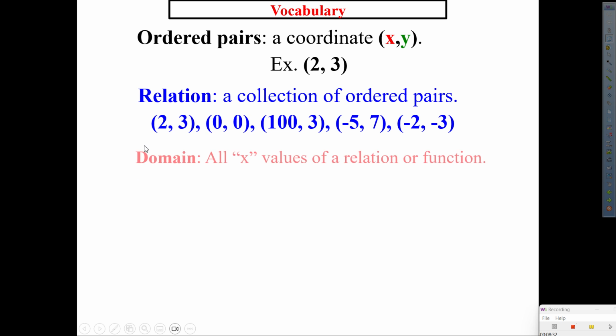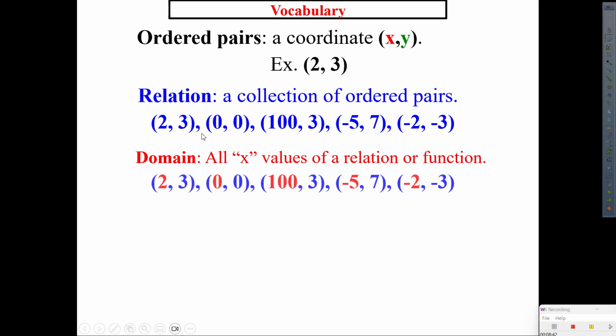From there, if I ask you for the domain of this relation, remind your neighbor what domain stands for. It stands for all the what? X values. So the domain for this one would be 2, 0, 100, -5, -2. But how do we write it in a set? We write the set, and we start from the least to the greatest value.